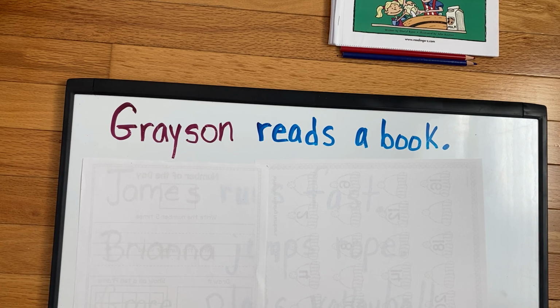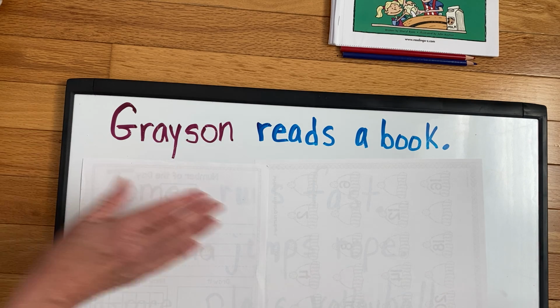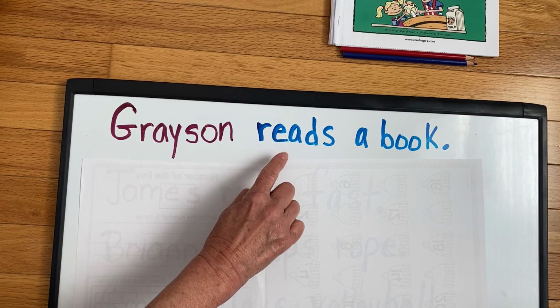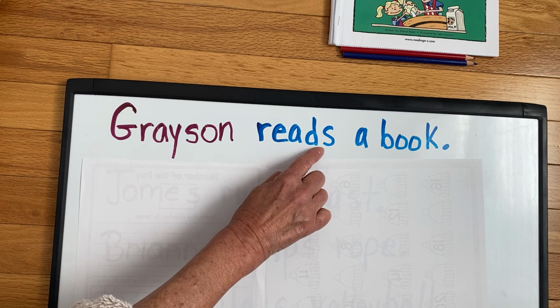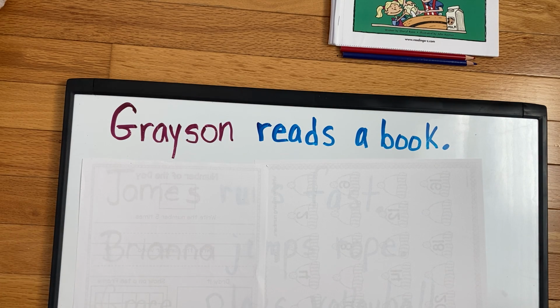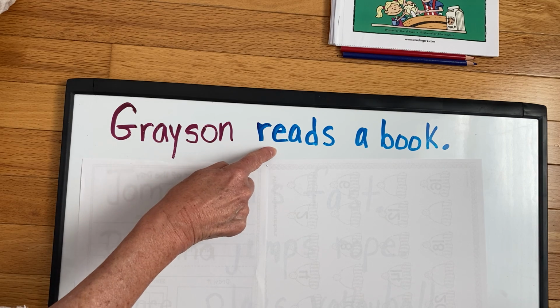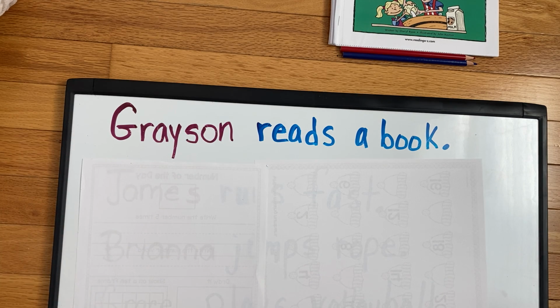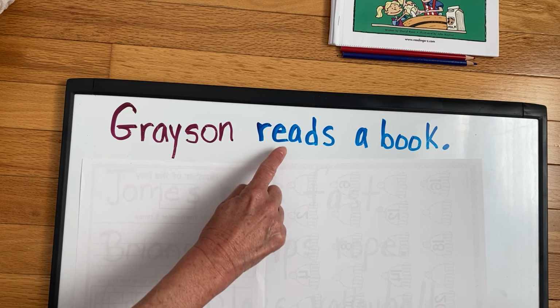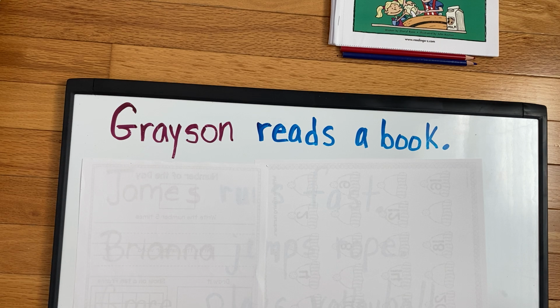Now let's think about what the sentence is telling us. What is Grayson doing? Do you remember? Reads a book. So the telling part of the sentence is what the person is doing. So Grayson is the naming part of the sentence. Reads a book is the telling part of the sentence. All right, good job. You ready to try another one?